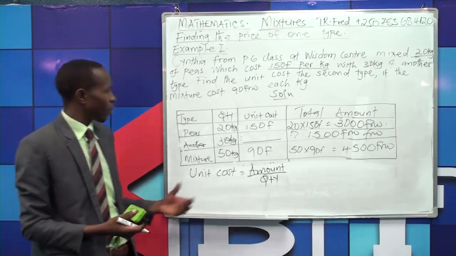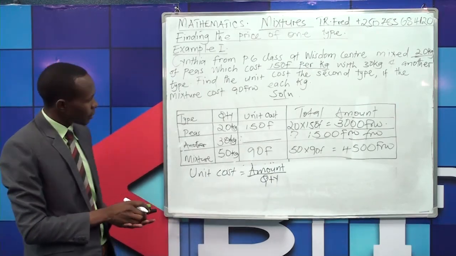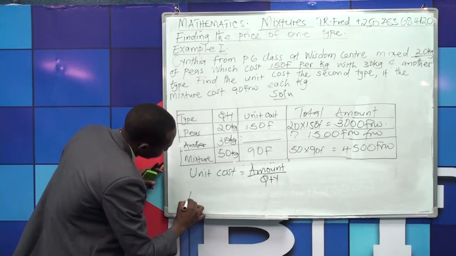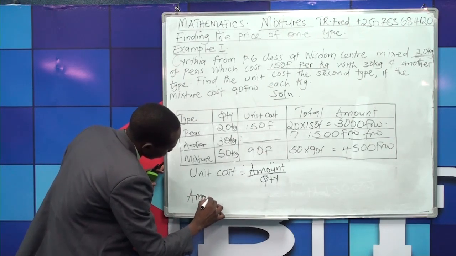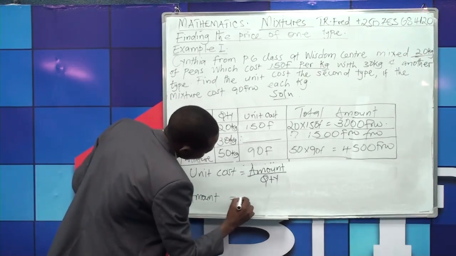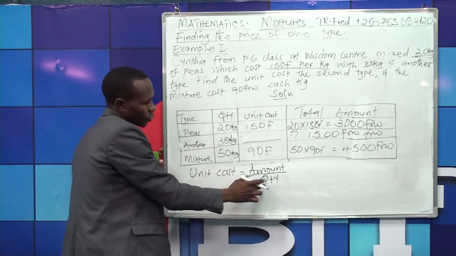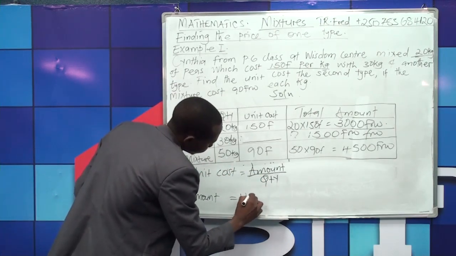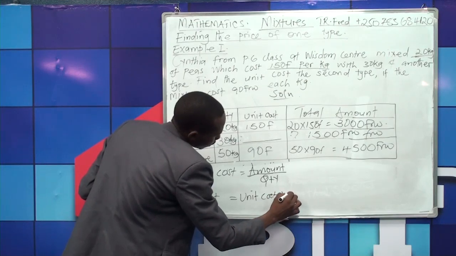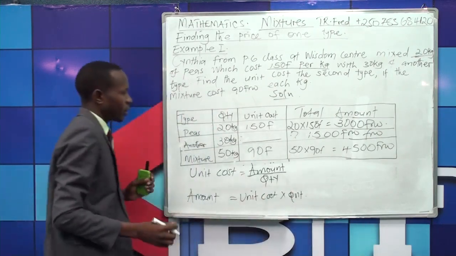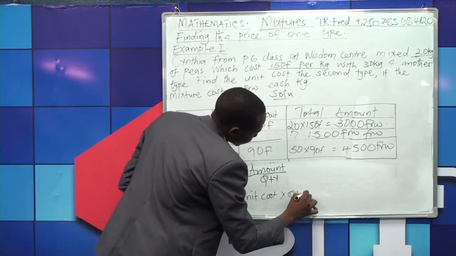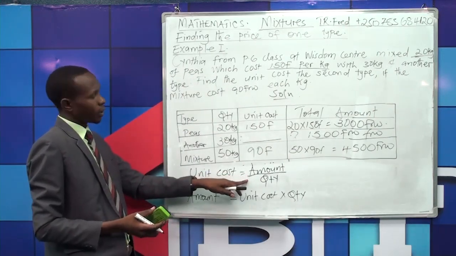That is the method of finding unit cost. At the same time, when you want to find the amount, simple, you'll just say amount is equal to unit cost times quantity. Somebody is yet to ask me, where did you get this quantity from and this multiplication from? We are just substituting this. Once you have this method, you have everything.